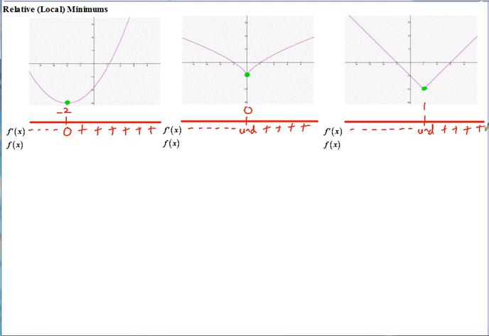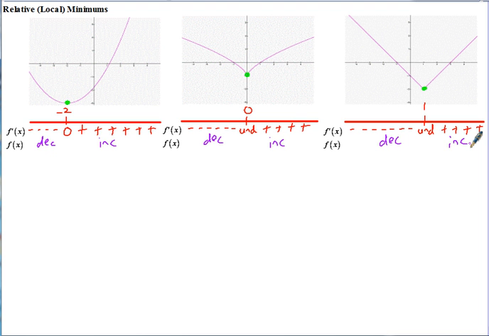And again, what this shows us about the original function f of x is that the y values here are decreasing, and the y values from left to right are then increasing. Again, decreasing, then increasing, decreasing, and then increasing.